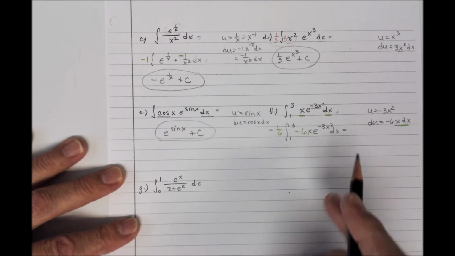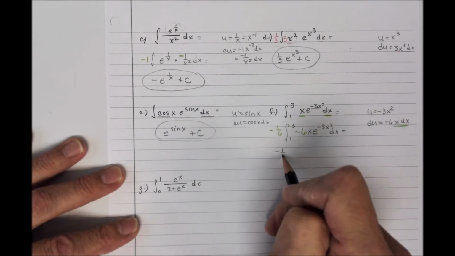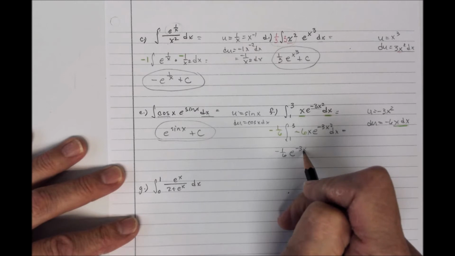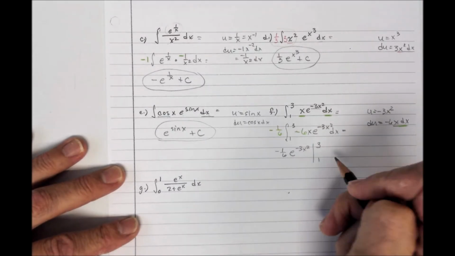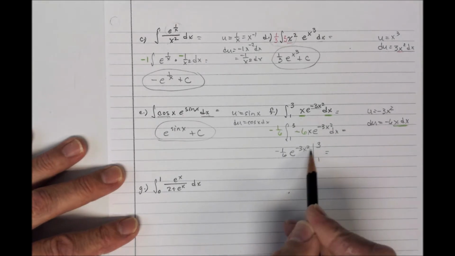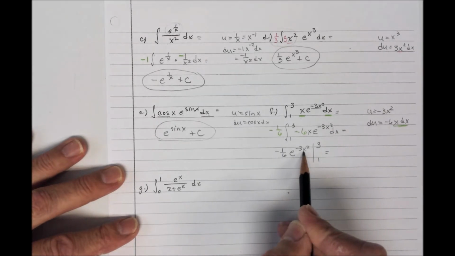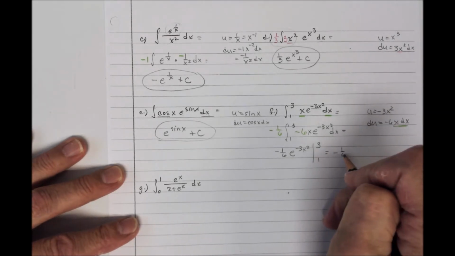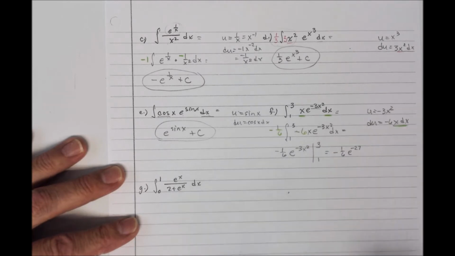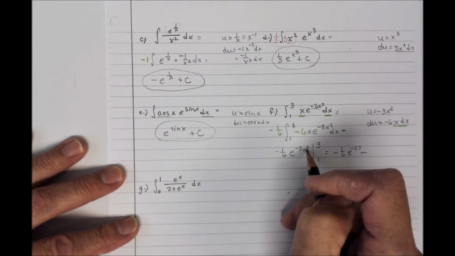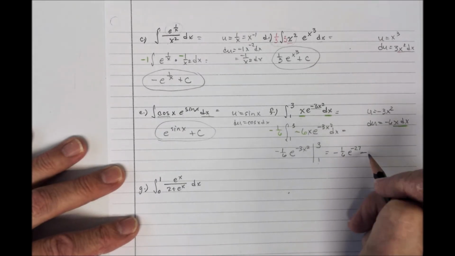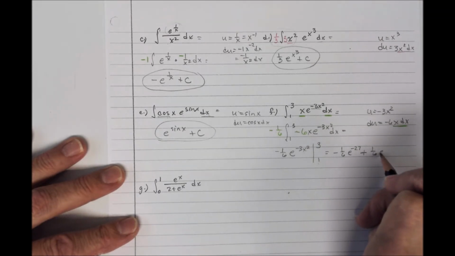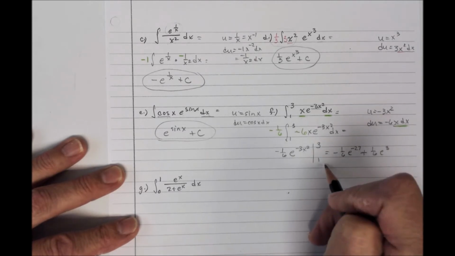So now this is going to be negative 1/6 e to the negative 3x squared, all that running from 1 to 3. So now it's just a little bit of algebra here. I plug 3 in, and I get negative 27. So I have negative 1/6 e to the negative 27 minus, then I plug 1 in, and I get negative 1/6 e to the negative 3, so that'd be plus 1/6 e to the third. Oh, what a mess this is.